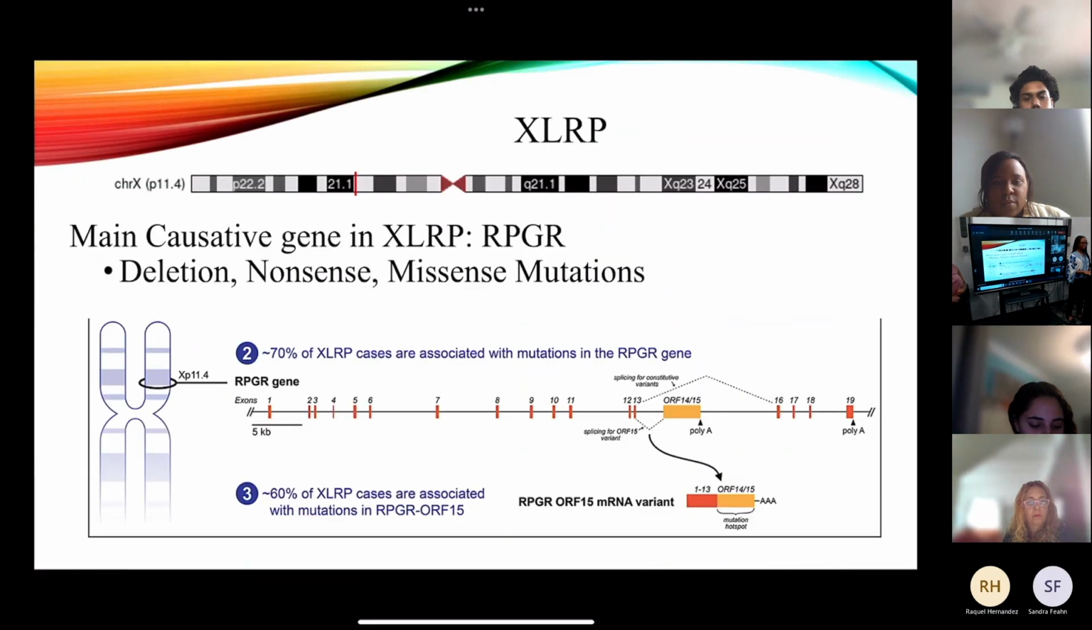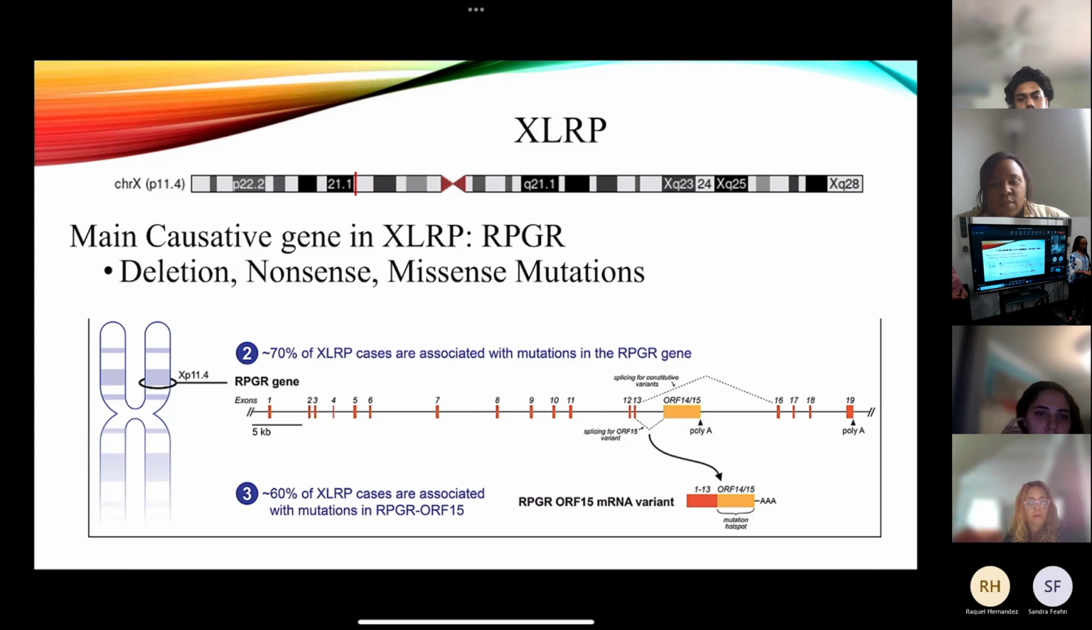And the main causative gene in X-linked retinitis pigmentosa is the RPGR gene, or the retinitis pigmentosa GTPase regulator gene, which is located on chromosome X. So the RPGR gene codes for the RPGR protein, or retinitis pigmentosa GTPase regulator protein, which is important for the development of cells in the retina.